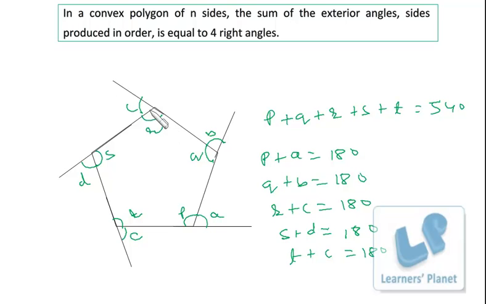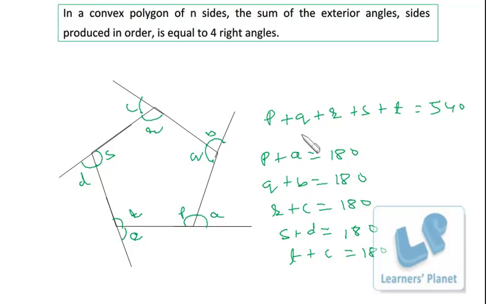Here A, B, C, D and E, all of them are exterior angles. How do we find the exterior angle? When you produce this side, whatever angle is formed between this side and this produced part is known as the exterior angle. Maybe I'm not able to communicate it well in words, but you can see over here that angle B is an exterior angle, angle C is an exterior angle, and D, E and A, all of them are exterior angles.